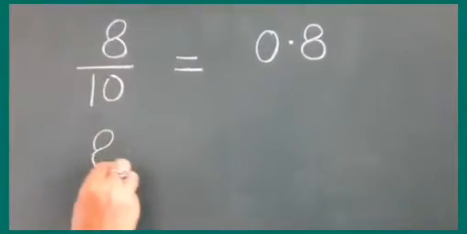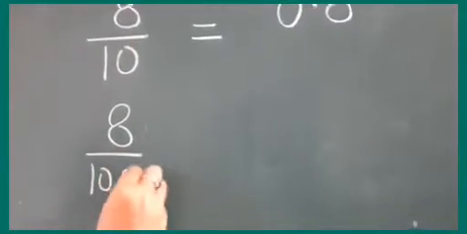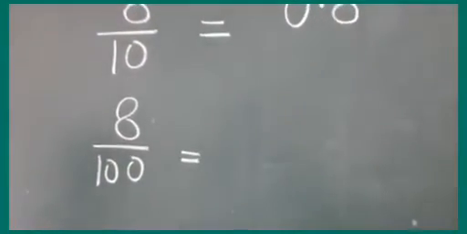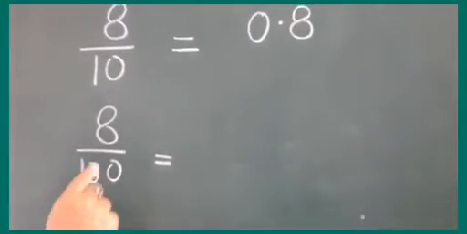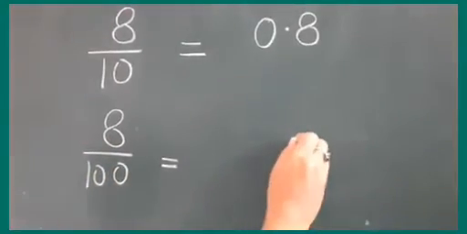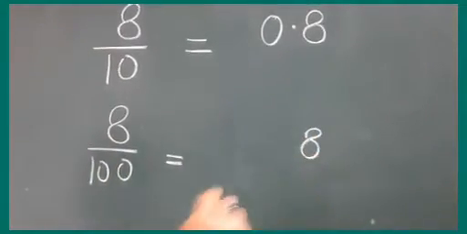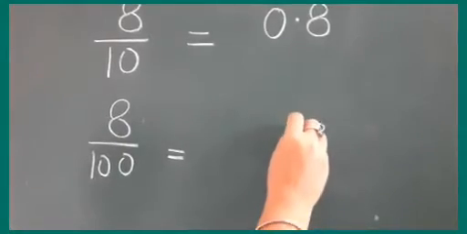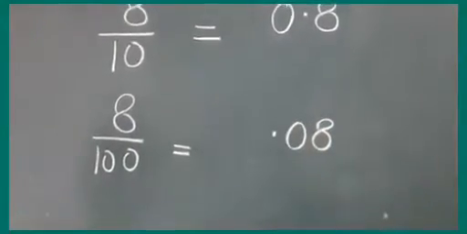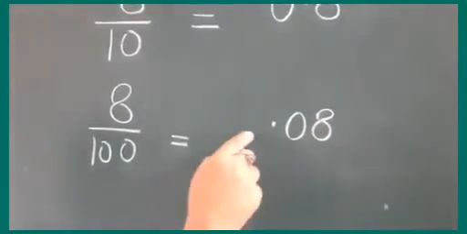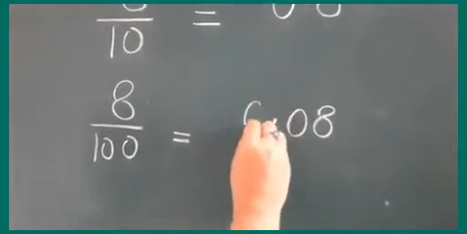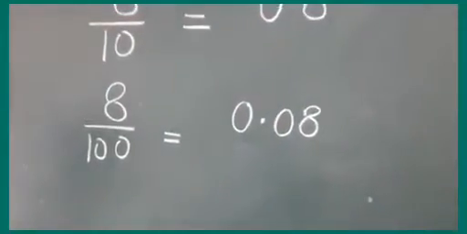Now if we have 8 by 100, this is the hundredths place. So we have to count two places from the right to the left, since we have two zeros. Here we have only one number, so this is the first digit, first place, then second place, and then here we will put the point. Since we have no number in the whole number part, we will write down 0 over here.